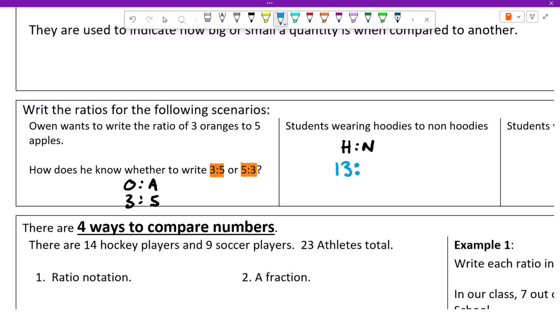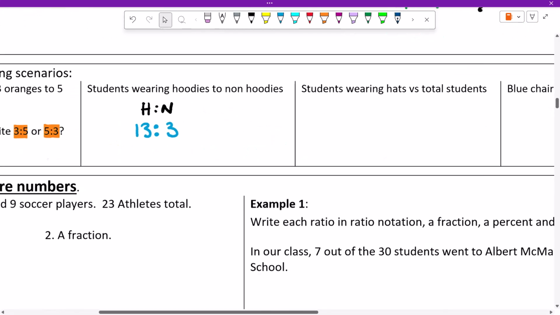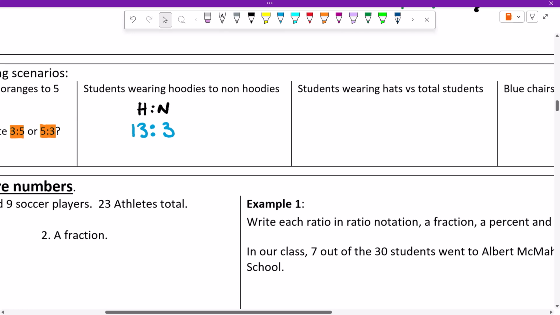How many are not? 3. So there's only 16 of us. Yeah, there's lots of people away today. All right, so this chapter, especially the first part of it, it's just your ability to count, right?